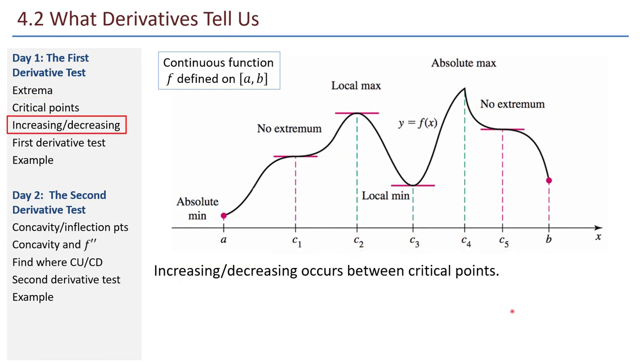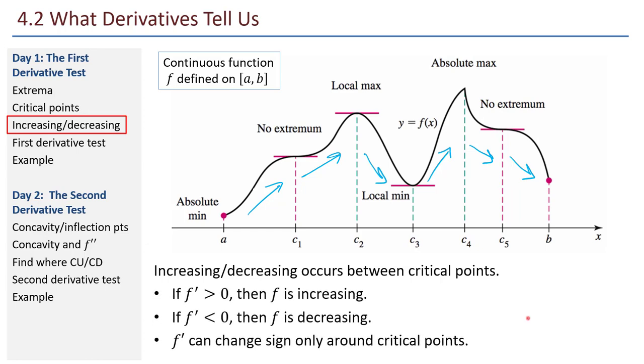The function has to be either increasing or decreasing between critical points. It doesn't actually change direction. Between a and c1, the function is increasing. Between c1 and c2, increasing, then decreasing, increasing, decreasing, decreasing. And there's a correspondence between whether the function is increasing or decreasing and what the sign of the derivative is.